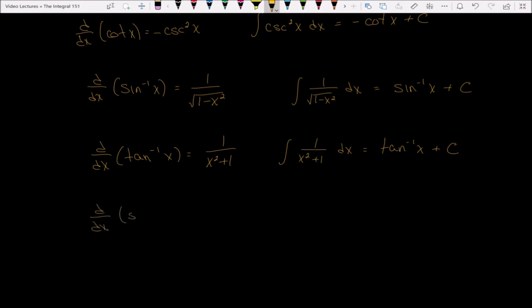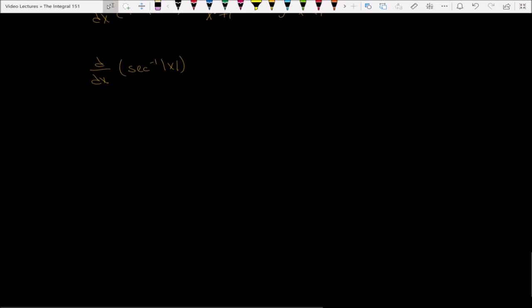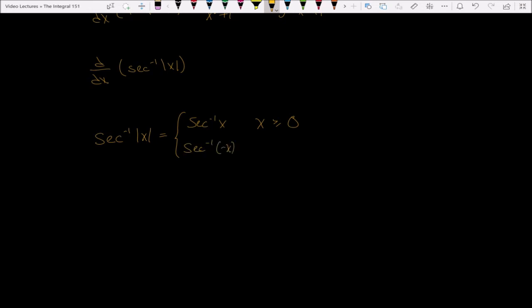And the derivative of the inverse secant of absolute value of x. Again, this is going to require a little bit of analysis. Right, so the inverse secant of absolute value of x is the inverse secant of x whenever x is greater than or equal to 0. And it is the inverse secant of negative x whenever x is less than 0.